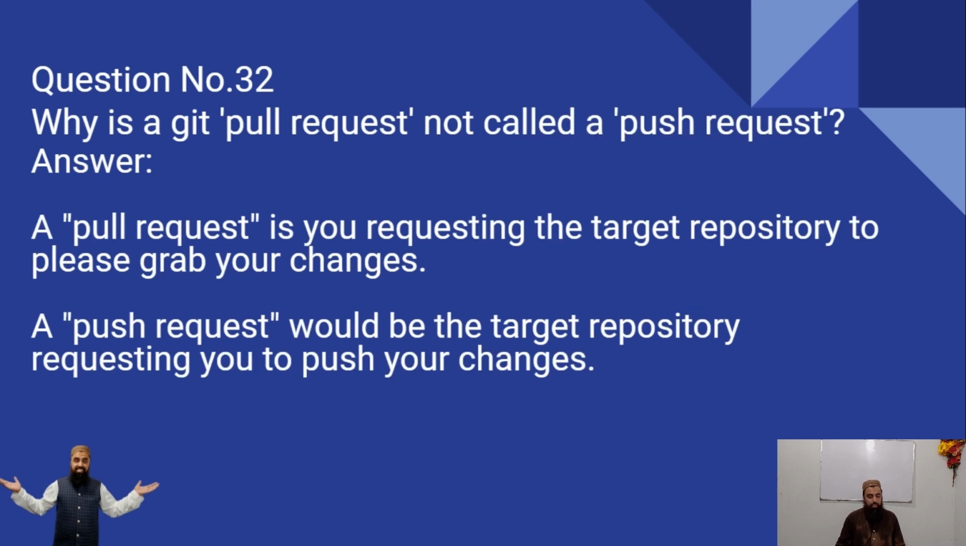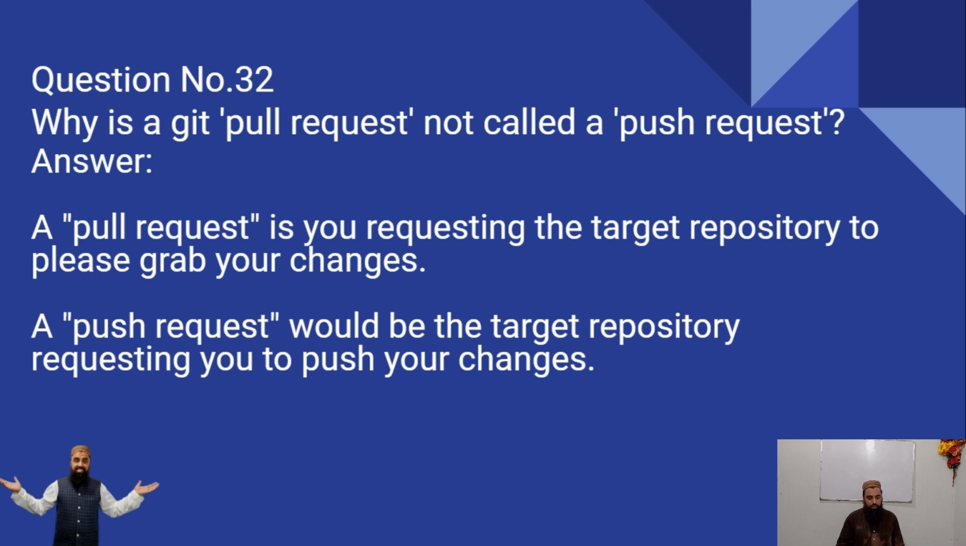Why is a git pull request not called a push request? This is a little confusing question. The difference is, a pull request is me, the developer, requesting the target repository to please accept my changes. That is actually the pull request. I'm requesting that I have made those changes, please accept those changes.